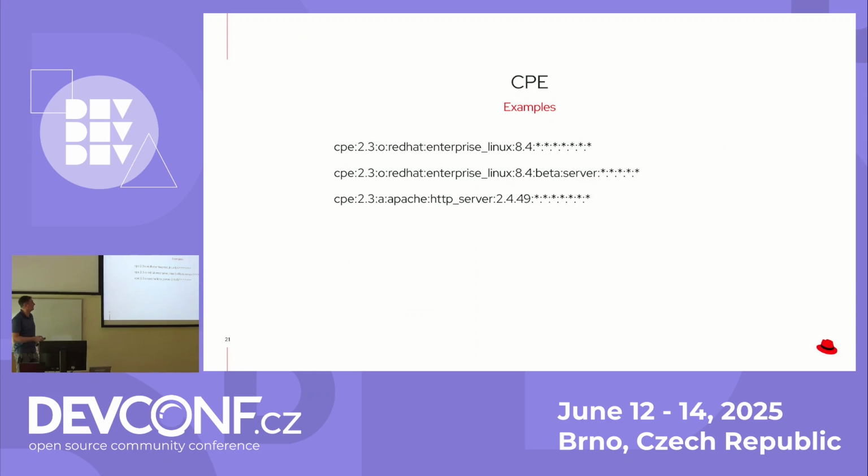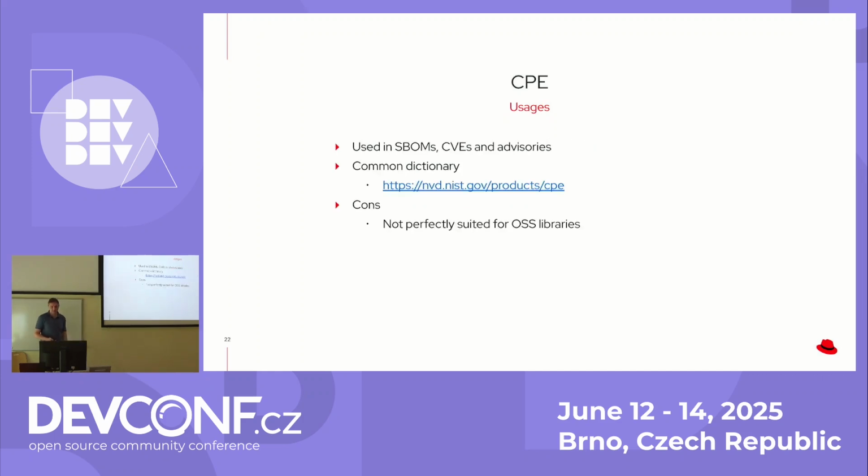So a couple of examples coming from Red Hat. Red Hat Enterprise Linux in version 8.4, with the product being the server release. You can see this coming with the o as an operating system. You can use it to identify applications and, for example, open source packages like Apache HTTP Server, but it's not ideal, right?